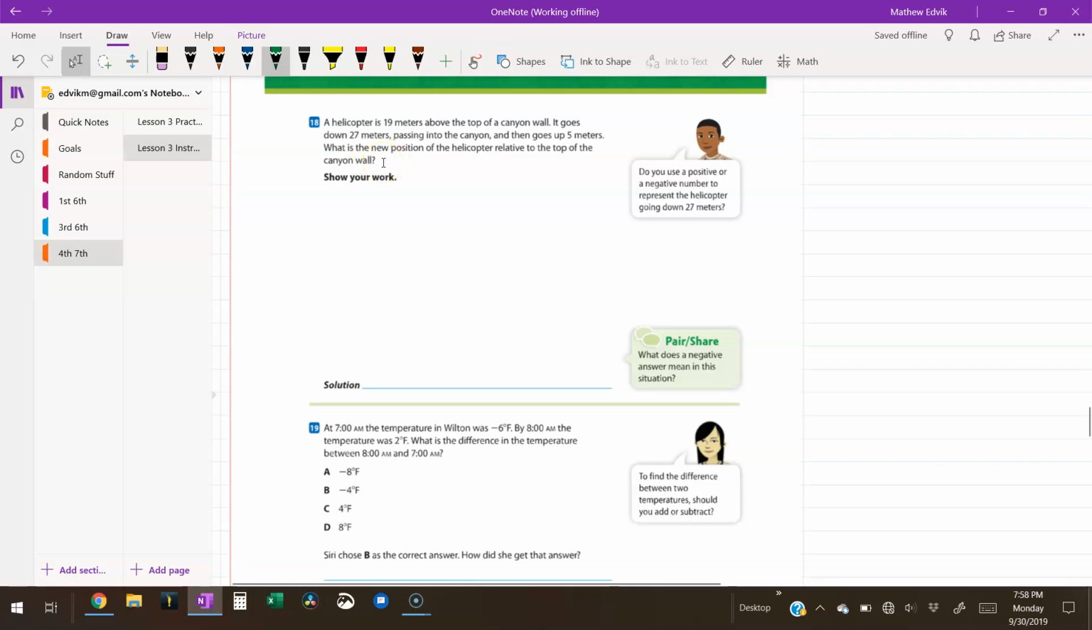Okay, so again, we're going to do a number line. So the question is, do you use a positive or negative number to represent the helicopter going down 27 meters? So you can answer that together while I draw the number line. And so the helicopter is 19 meters above the canyon. And if we say that the canyon wall is at 0, that's the top of the canyon.